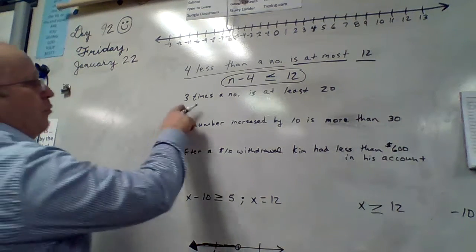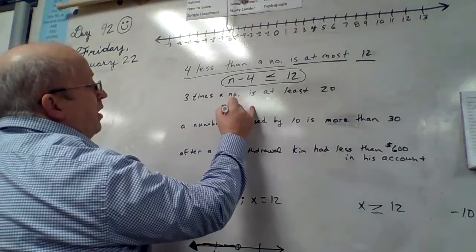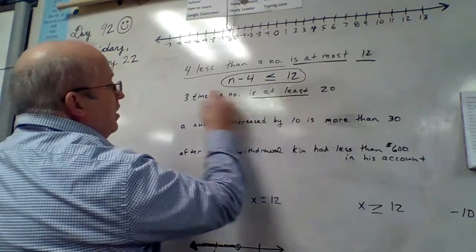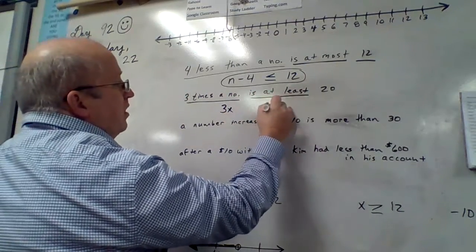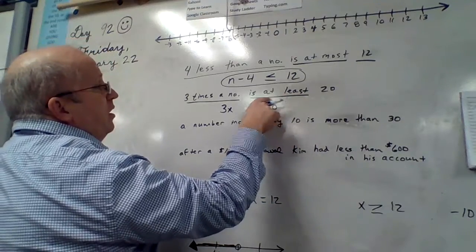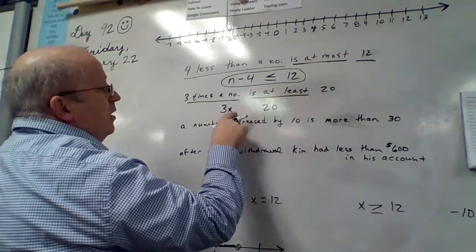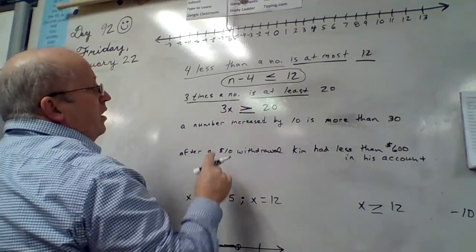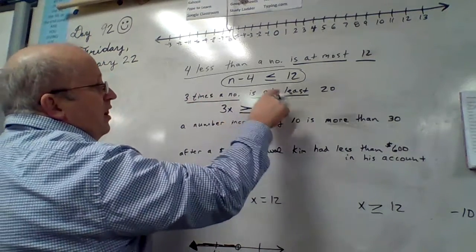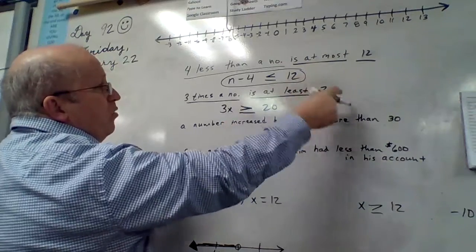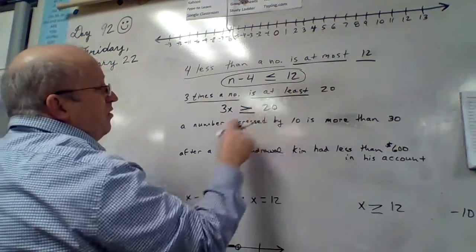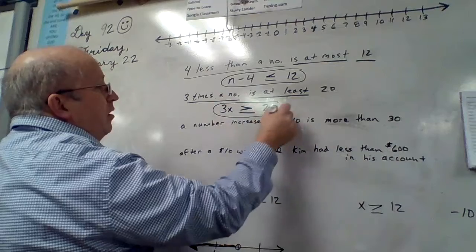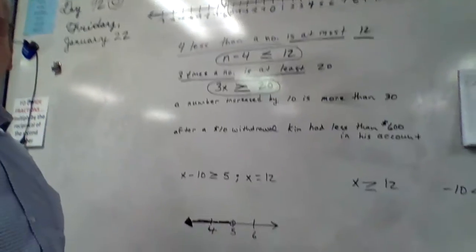Next one. 3 times a number. That would be 3 times x. Is at least, I'm thinking about that table again. Is at least. What does that mean? That means this is either equal to or greater than the 20. This is at least 20. In other words, it can be greater than 20, but it just can't be less than 20. So here's my inequality for that one.